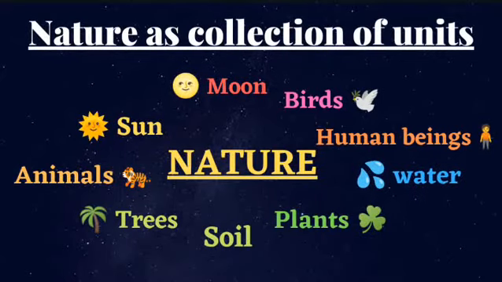Nature as collection of units. Nature is the collection of all the units: the air, soil, water, plants, trees, animals, birds, human beings, and even things that are distant from us, like the sun, the moon, other planets, etc. All are different units of nature.